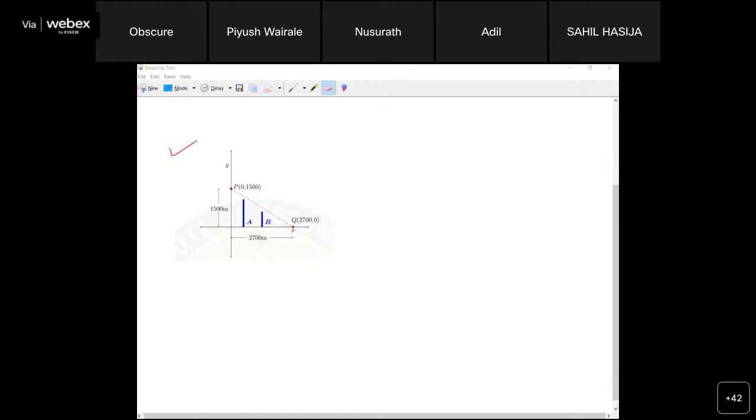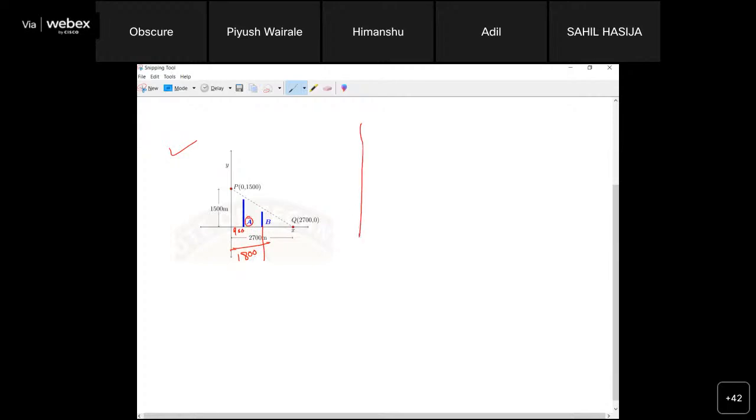Distance is 900 meter and 1800 meter. Can you just show the question also? Okay, I'm just drawing it here only. Don't worry. This distance is 900 meter, and this distance is 1800 meter. Now we have to find out the safe height for this tower A, right?